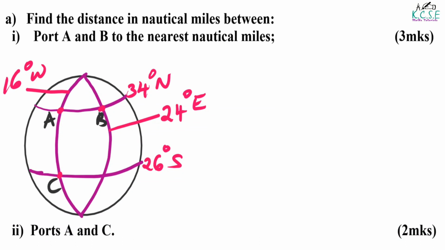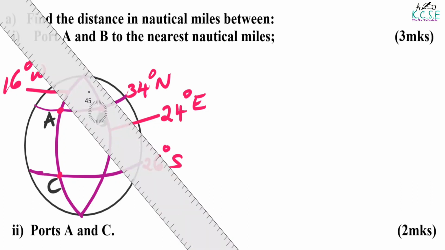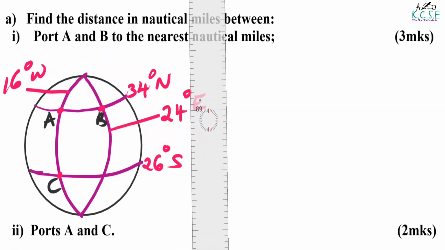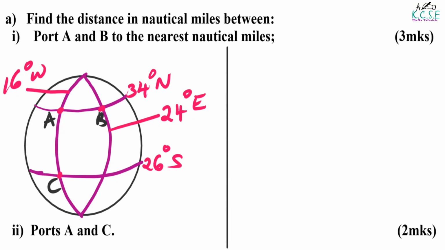The first one is the distance. You're supposed to get the distance between port A and B to the nearest nautical mile. So you can see this is the distance AB. That is the arc. That distance is located on the circle of latitude, or the small circle. It is distance along the small circle, or the circle of latitude.